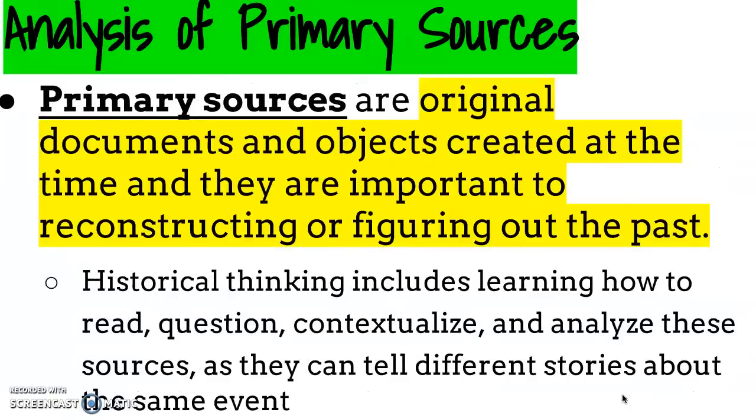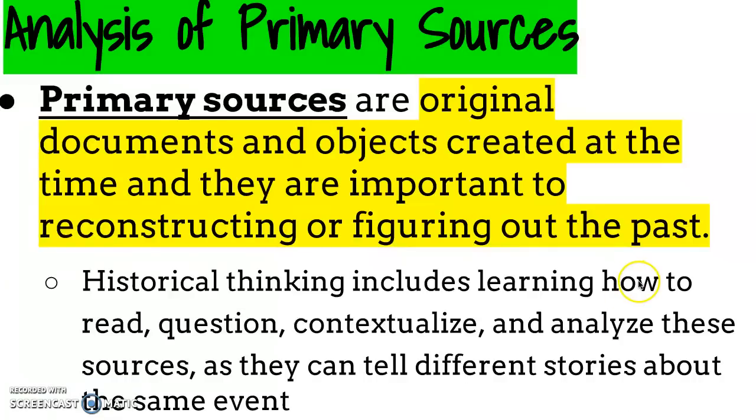All right, the analysis of primary sources. A primary source is an original document or object that was created at the time in the past, and they are important to reconstructing or figuring out the past. So they're an item from the past.